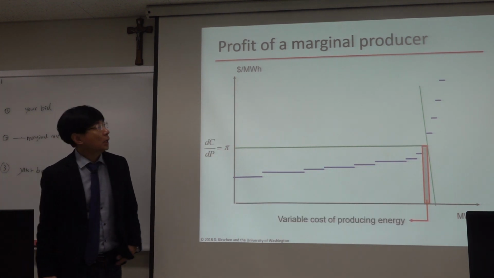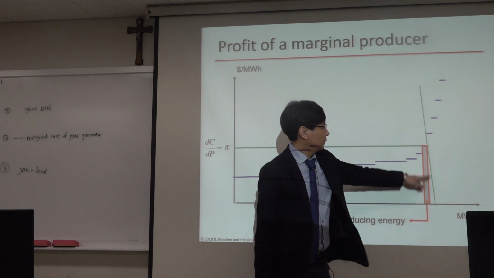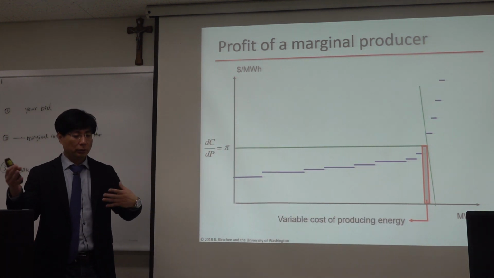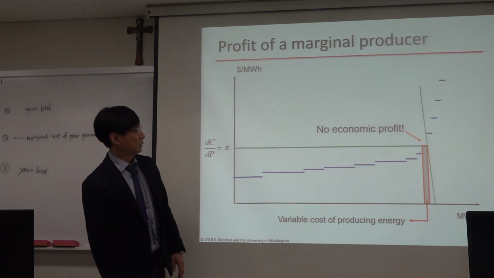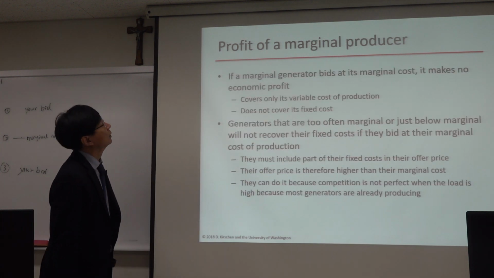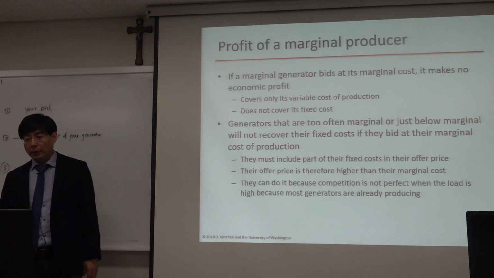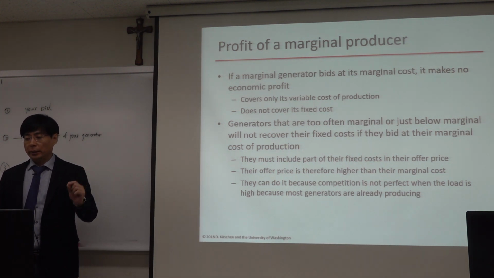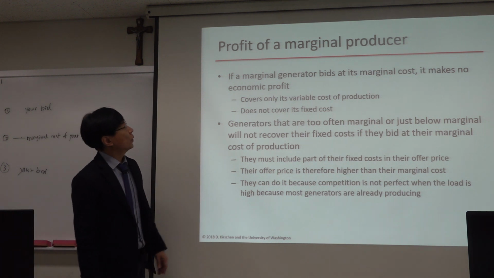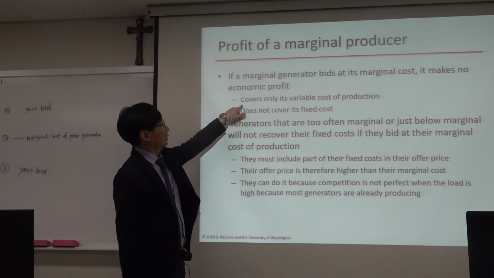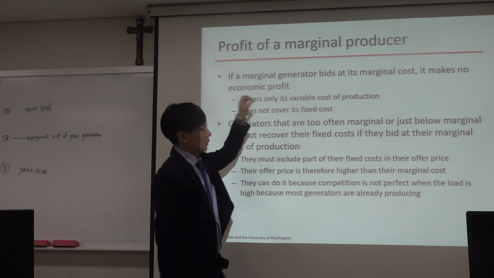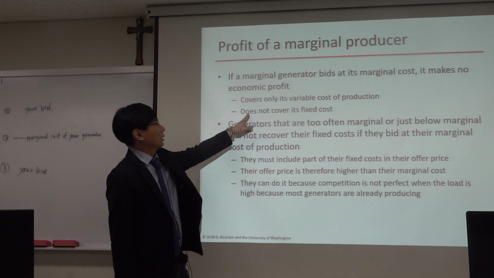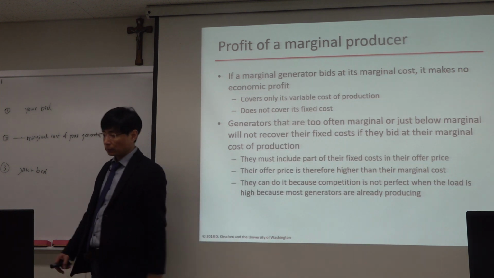And the profit of marginal producers: actually, they earn nothing. Their revenue is equal to their generation cost. So no economic profit. So, profit of a marginal producer: if a marginal generator bids at its marginal cost, it makes no economic profit. It covers only its variable cost of production, but no profit. So they cannot cover their fixed cost.